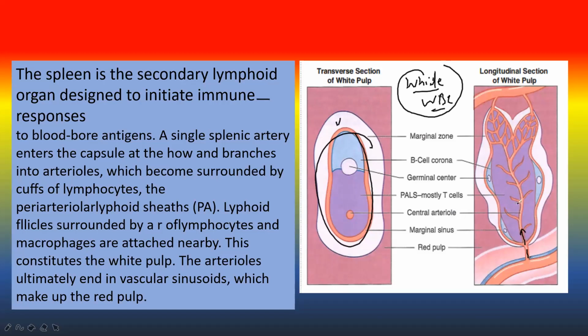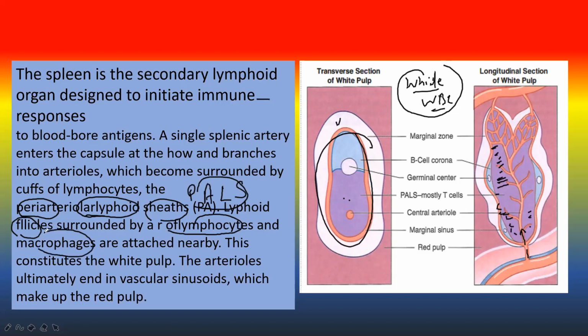This is one arteriole. Around the arteriole, can you see this purple color here? This is a sheath. This purple sheath is the periarteriolar lymphoid sheath. In this periarteriolar lymphoid sheath we have a lot of lymphocytes. Macrophages are also close to it. Clear? So in this sheath we have lymphocytes here.